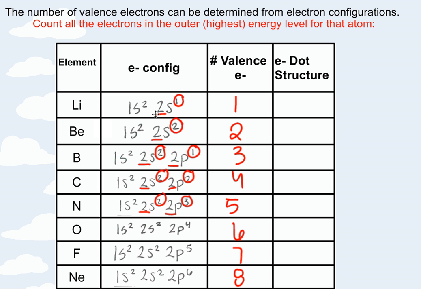So for the dot structure for these, what you do is you just write the symbol. So I'm going to write all my symbols first. Okay, so you have a symbol, and then you represent the valence electrons with dots. So with lithium, there's 1 valence electron. Beryllium, there's 2. So I like to put the dots opposite of each other. With boron, there's 3. So I kind of just go clockwise.